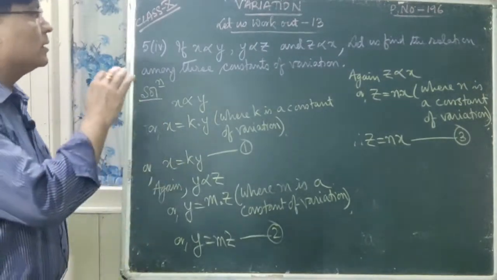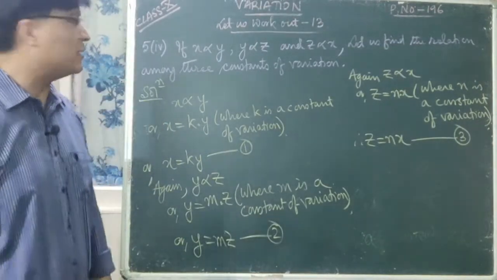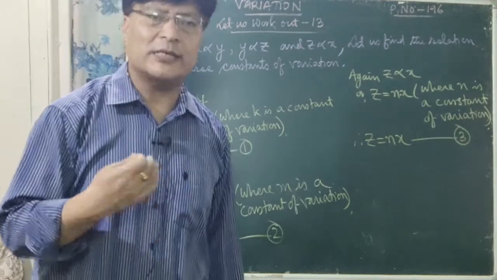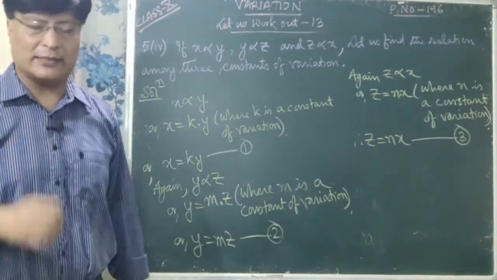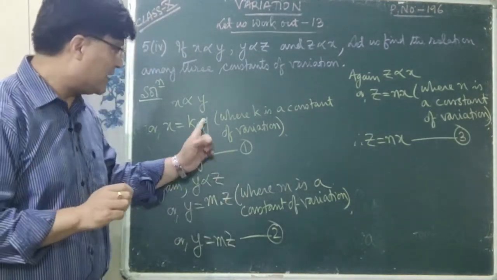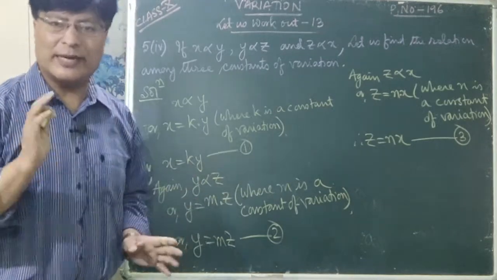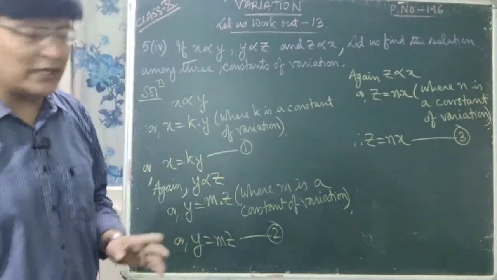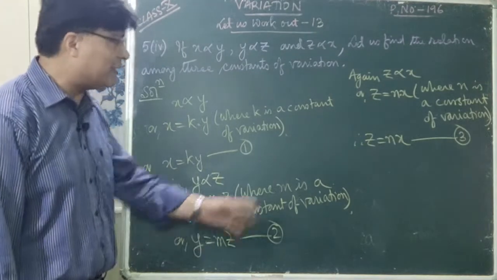Okay. So now what will you do here? Since you have to get the relation among the 3 constants of variation, not x, y and z, that is k, m and n. You have to get the relation between 3 constants of variation, that is k, m and n.